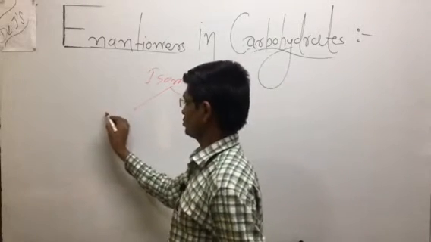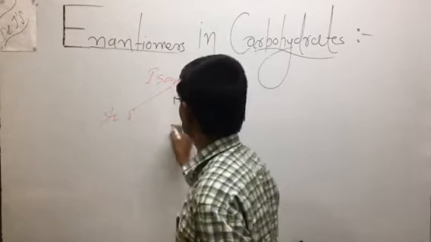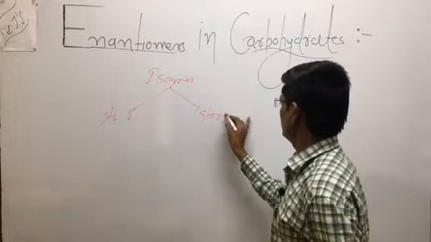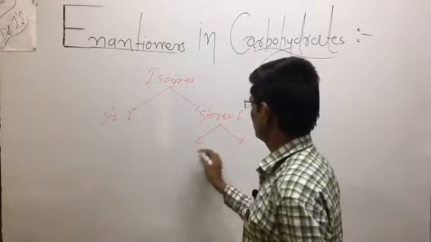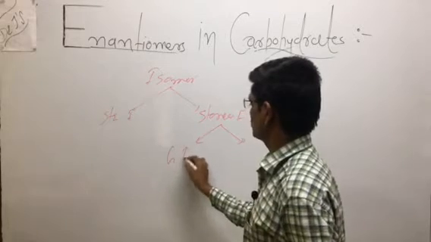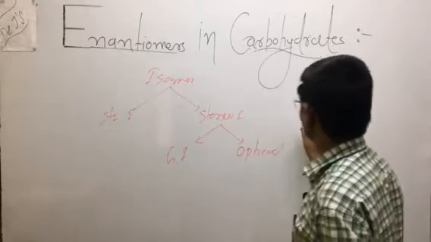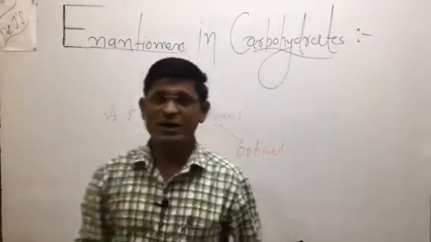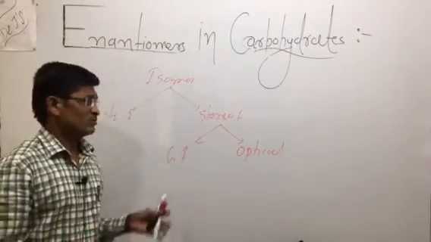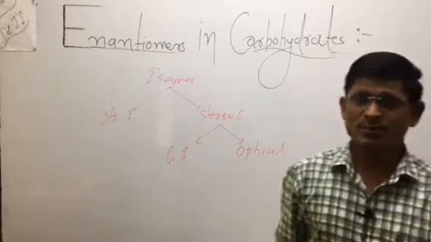One is the constitutional isomer, which you can say is the structural isomer, and the other is the stereoisomer. The stereoisomer again has two parts: geometrical isomer and optical isomer. In optical isomerism, a source of light is passed through a nicol prism, which gives a single line, and that single line is nothing but plane polarized light.